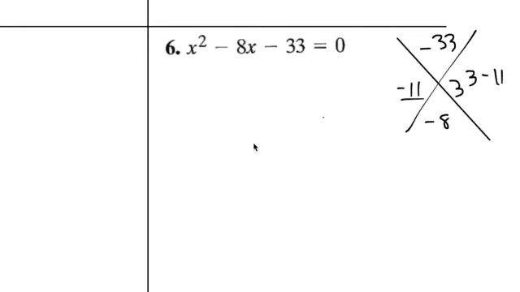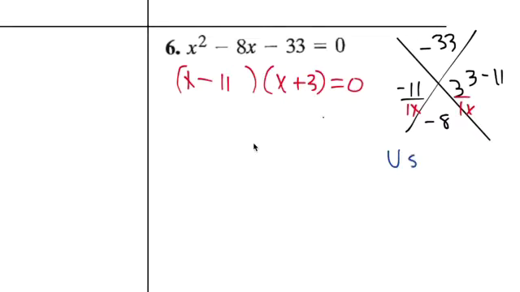Leading coefficient is 1, so it's just 1x. You don't need to reduce. So your factors here are x minus 11 and x plus 3. Now, we're using a magical x. Here's how you explain. Use magical x.